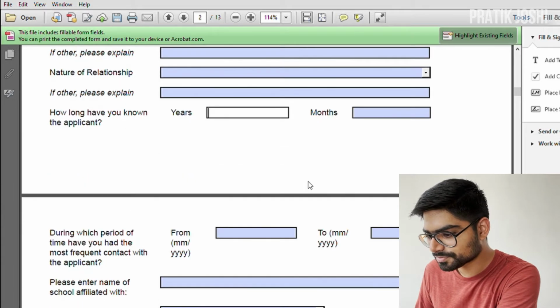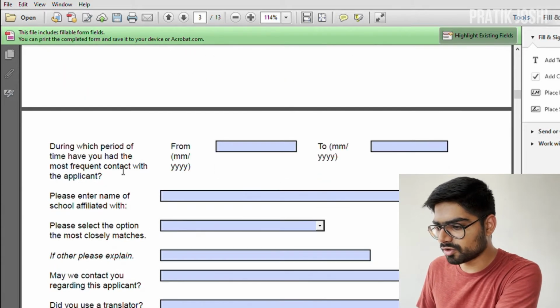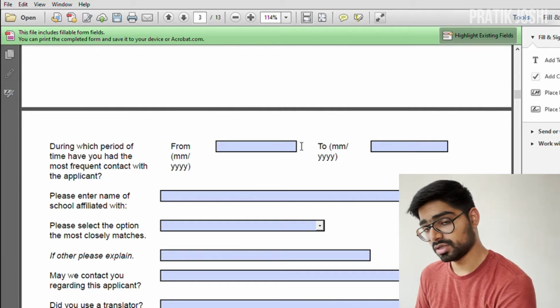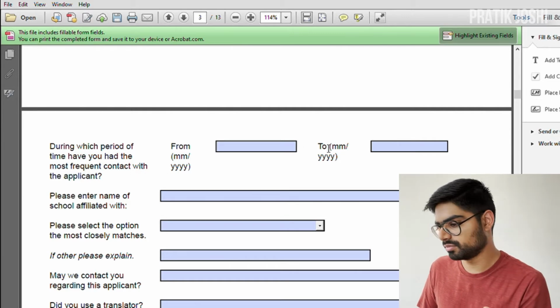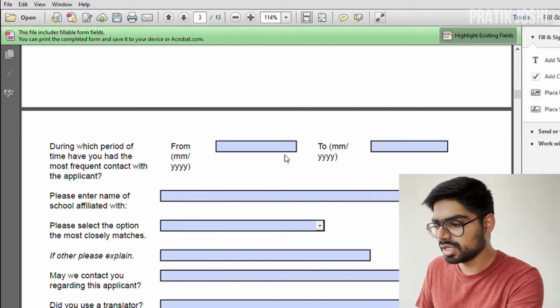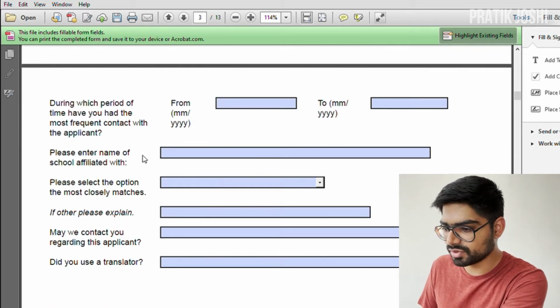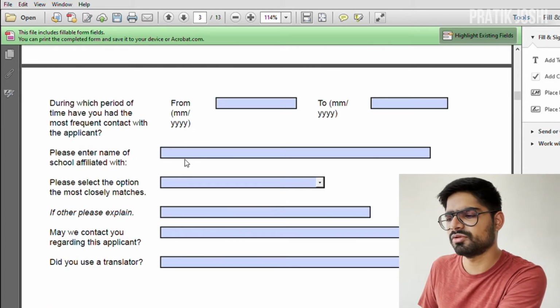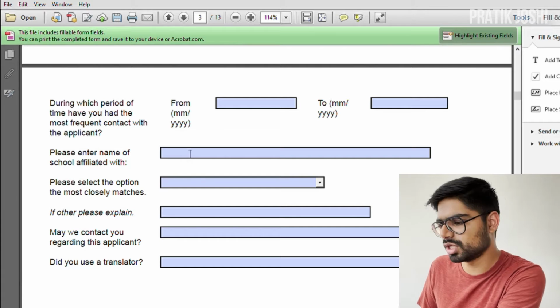So yeah, that's all. During which period of time have you had the most frequent contact with the applicant? There is a particular time segment during which, maybe in months or years, you can mention. Please enter the name of the school affiliated with. So okay, maybe your college or something like that.